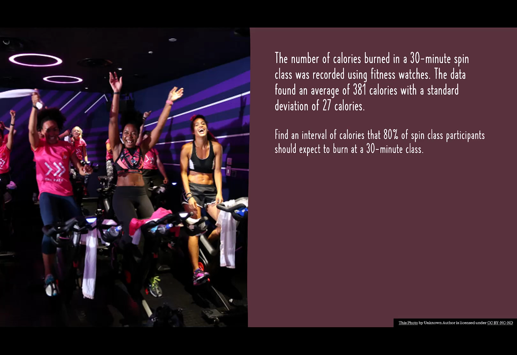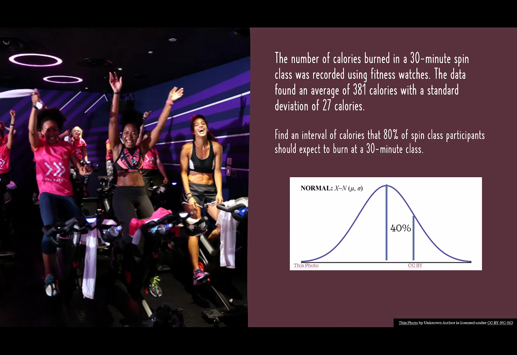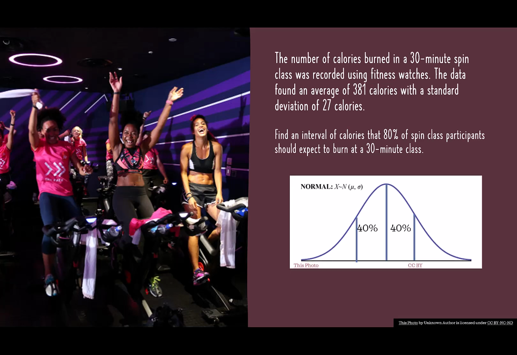Let's find the interval of calories that 80% of spin class participants should expect to burn in a 30-minute class. We'll start by looking at a normal distribution. I've marked off 40% on the right of the mean and 40% on the left of the mean. That makes up our 80%. So let's stop and ask ourselves how much is remaining of our graph. Since the entire graph is 100% and we've already accounted for 80%, we have 100 minus 80, which is 20%. We need to split that into the right and to the left. So that means we have 10% on the right, we have 10% on the left.